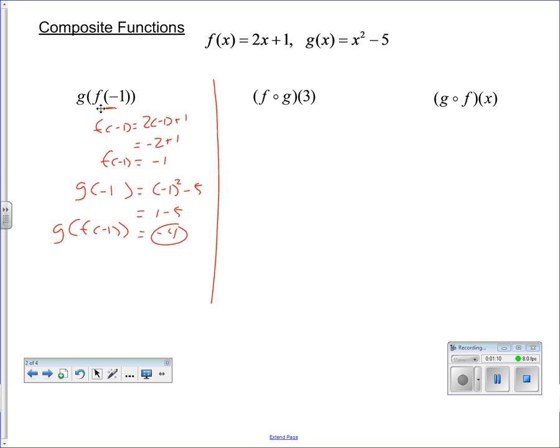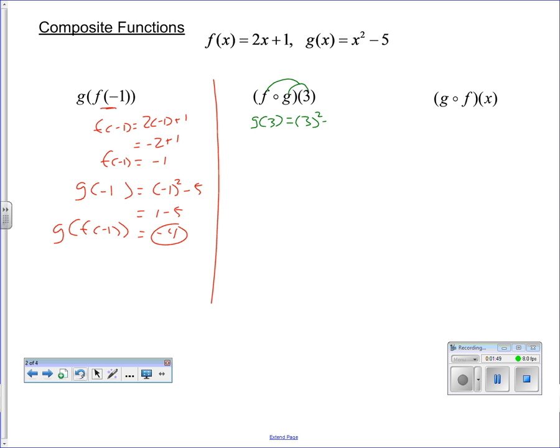Another way of writing these problems is using f of g of 3. This little bubble here kind of stands for the word of: f of g of 3. What you do is you first do the function to the right, and then when you get that answer, you do the function to the left. So first we're going to do g of 3, and g of x is x squared minus 5, so 3 squared minus 5.